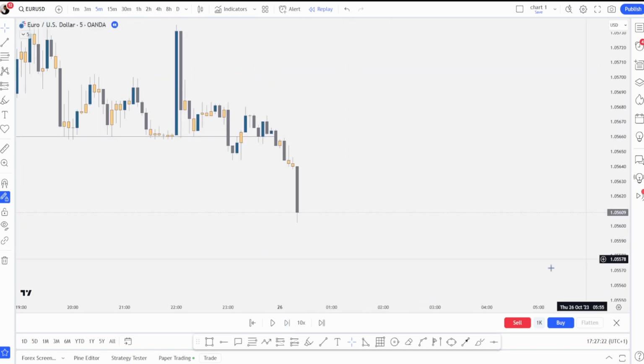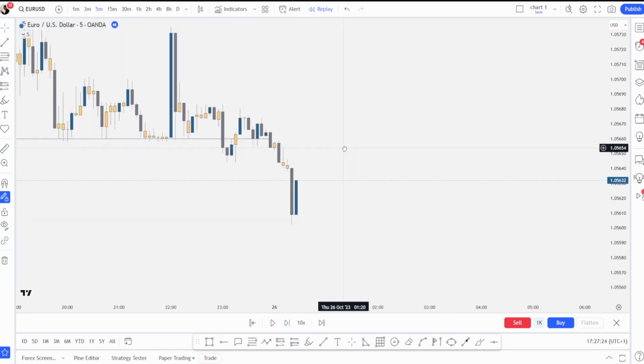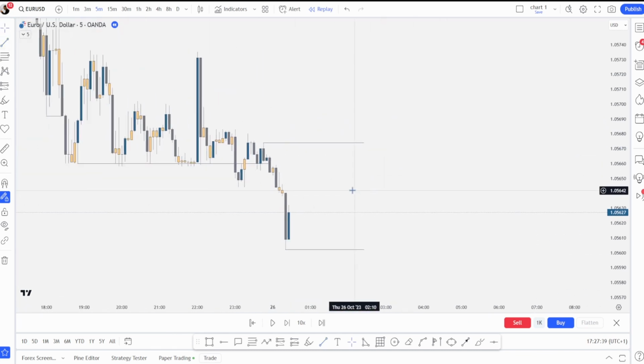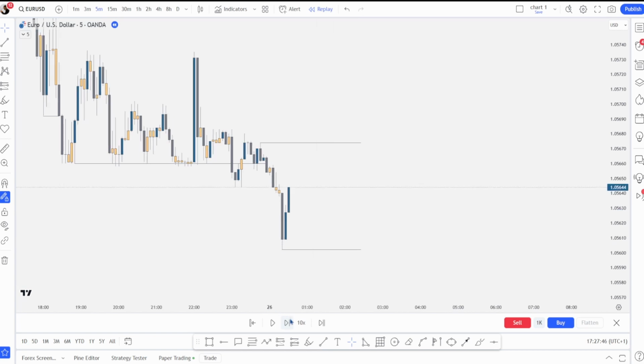Okay, so there is our low of our new range, and I was going to highlight this, but why would that be incorrect? Well, it's not situated prior to the break of structure, so this is our high right here. Now again, we would expect price to play lower from this as we are in a bearish order flow situation.